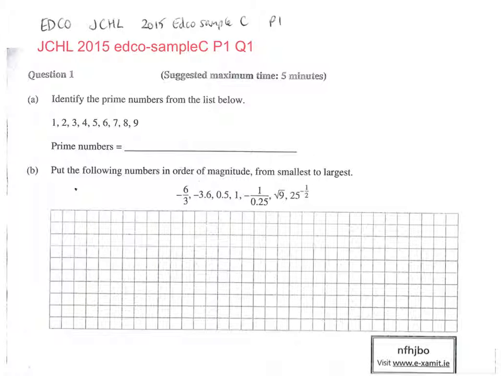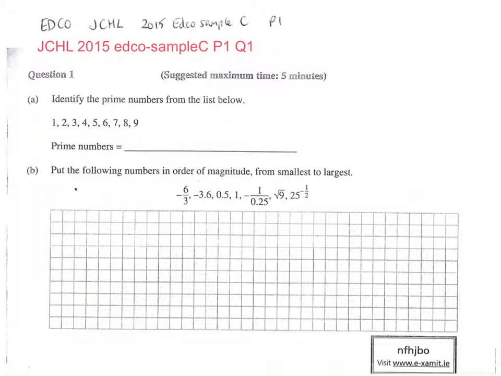Here's the first question from one of the EDCO samples for the papers for students sitting in 2015. Sample C, paper 1, question 1. And again, it's question 1, so it should be a straightforward one just to ease you into the paper. And it asks you about prime numbers.